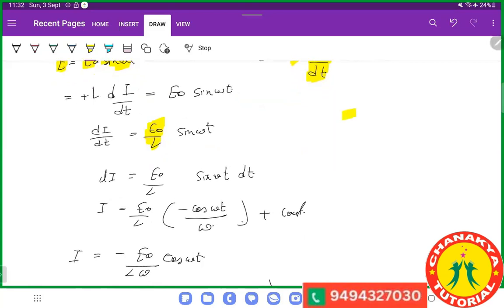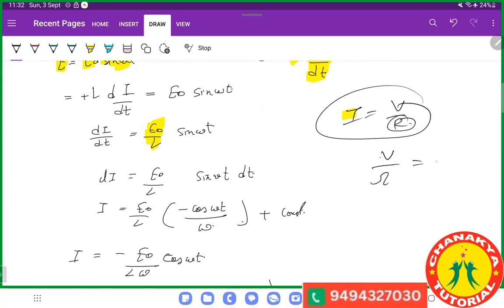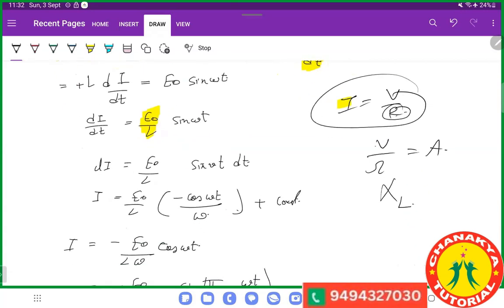I can write I equals V by R, but this should be a resistor here. Ohm's law says voltage by ohm equals ampere, but this is not ohm yet. So we need to convert this into XL, as it is an inductor circuit. That's what we are going to do here.